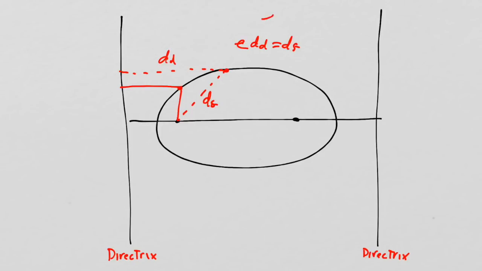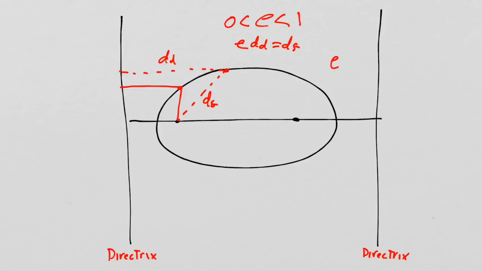But in this case, e is less than 1. It's greater than 0, but less than 1, and you get an ellipse. And so that's how you define the ellipse as a conic section. And a hyperbola is the same thing with e greater than 1. So e is greater than 1 for a hyperbola.